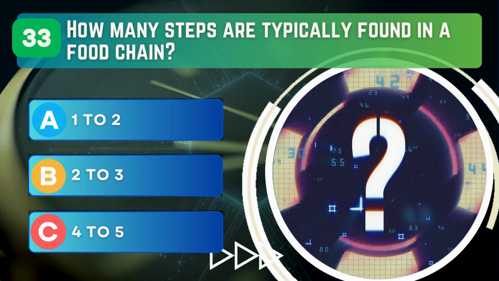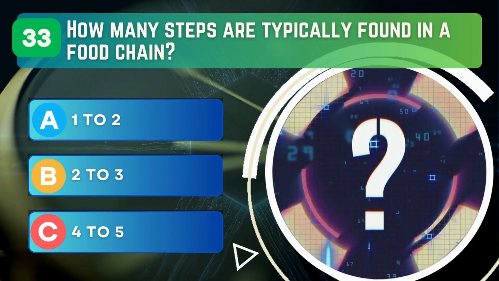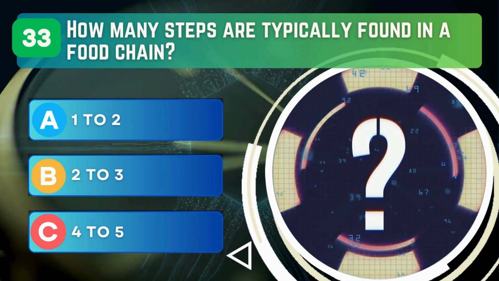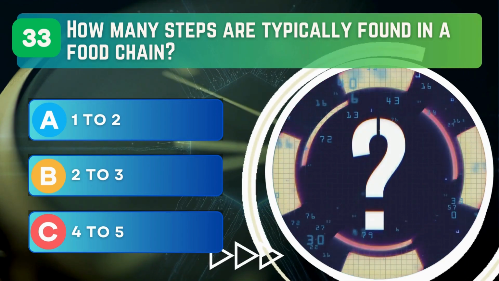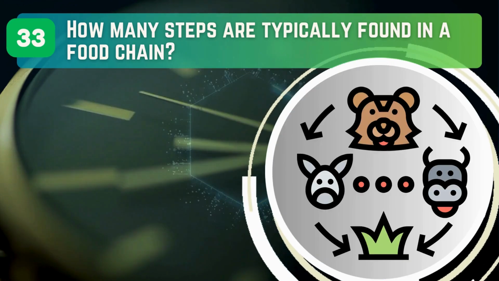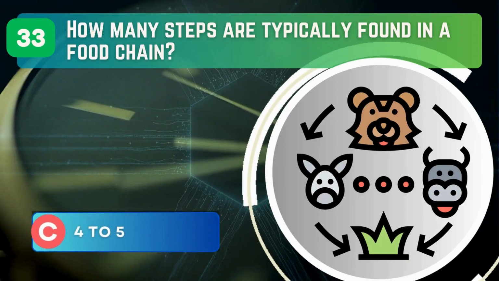How many steps are typically found in a food chain? Four to five.